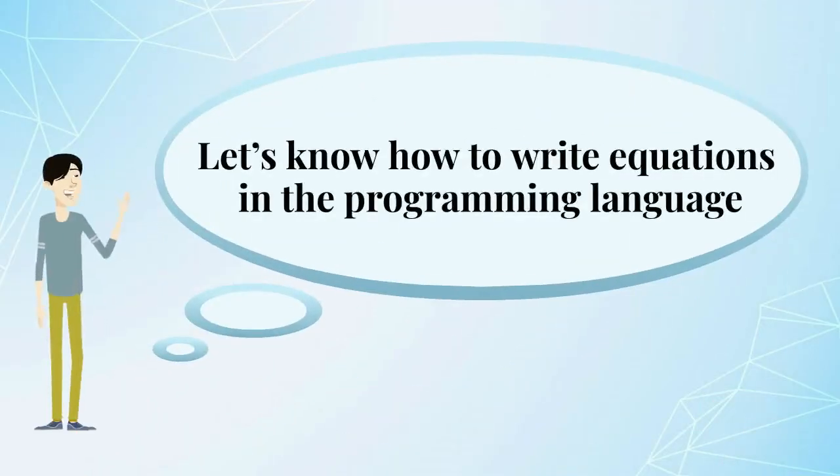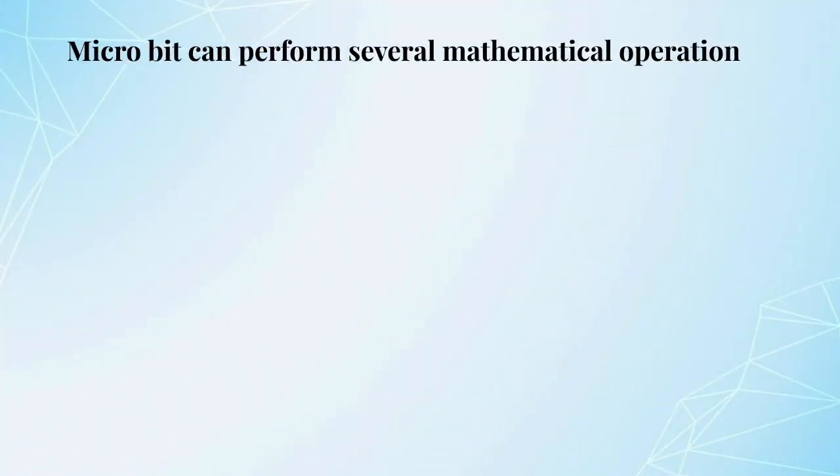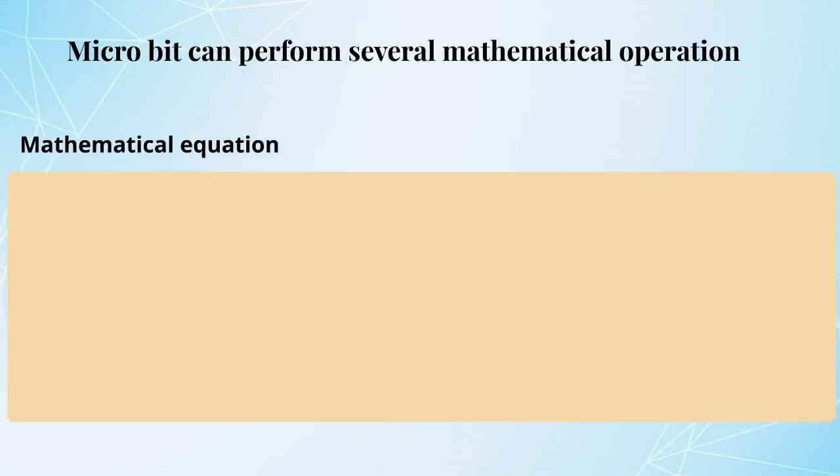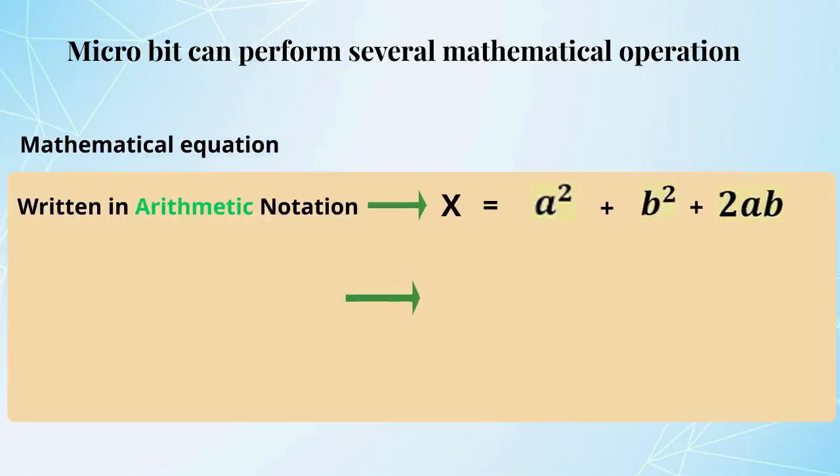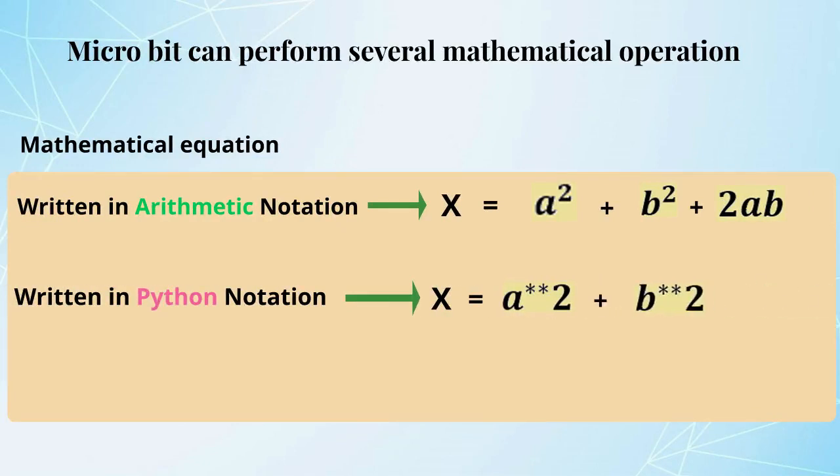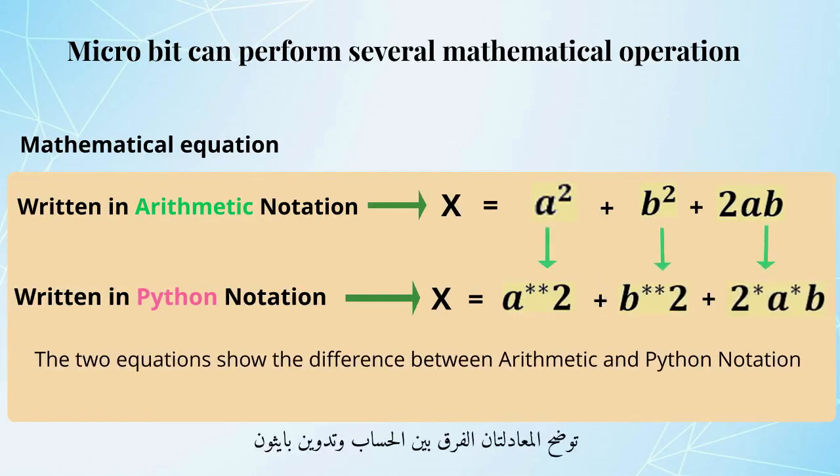Let's know how to write equations in the programming language. Microbit can perform several mathematical operations. A mathematical equation can be written in arithmetic notation or in Python notation. The 2 equations show the difference between arithmetic and Python notation.